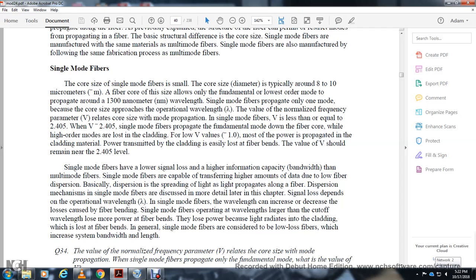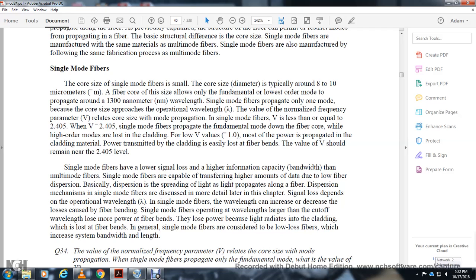Most of the power is propagated within the cladding material. Power transmitted in the cladding is easily lost at fiber bends, so the value of the normalized frequency should remain near the 2.405 level. Single mode fibers have lower signal loss and higher information capacity, or bandwidth, than multi-mode fiber. The single mode fiber is capable of transferring higher amounts of data due to low fiber dispersion.